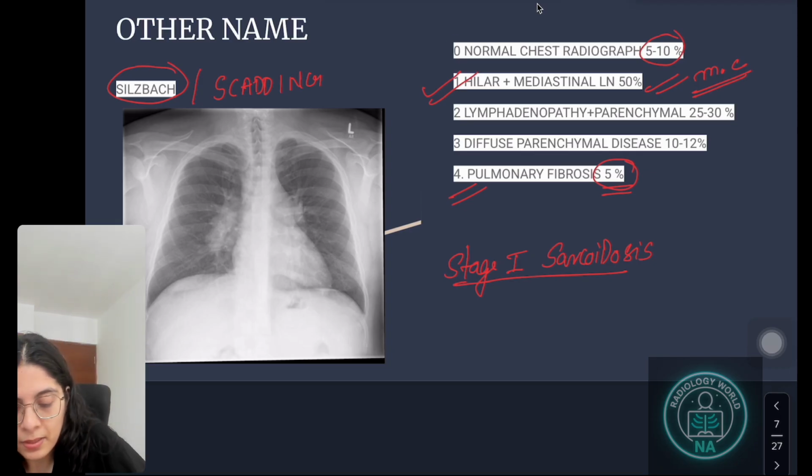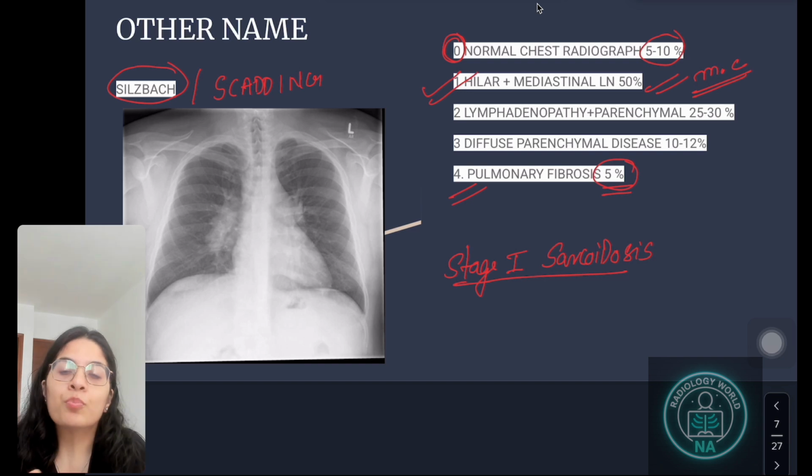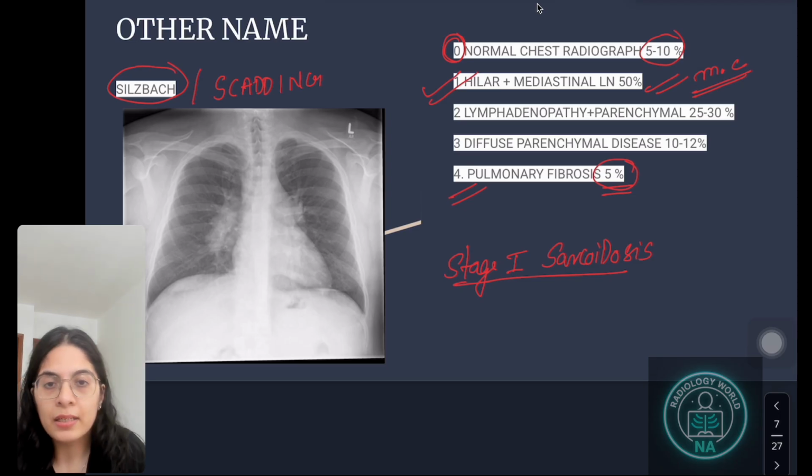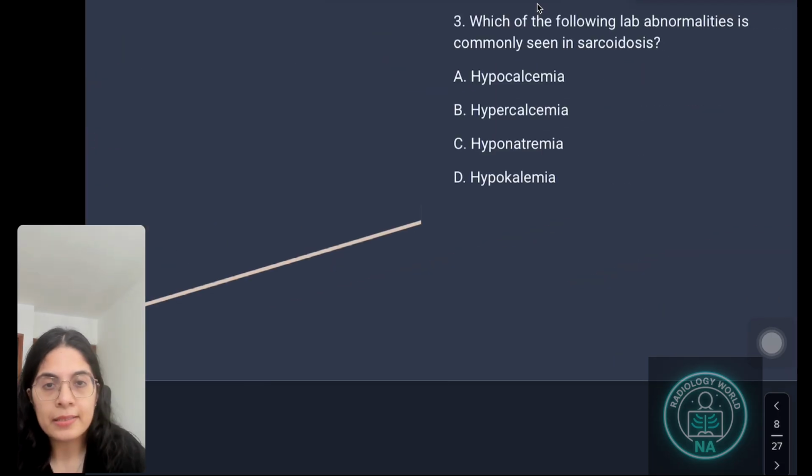Also remember that there is stage 0, which is a normal chest radiograph, and there are people who present with sarcoidosis with a completely normal chest radiograph. Okay, that will not rule out sarcoidosis. So if there is a high clinical suspicion, we have to go for other testing, which we will subsequently cover in the further slides.